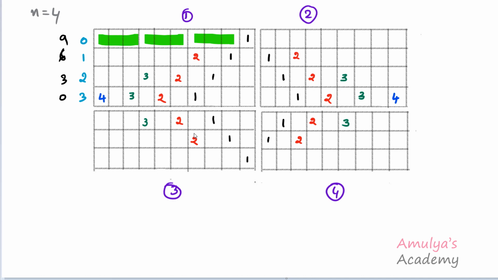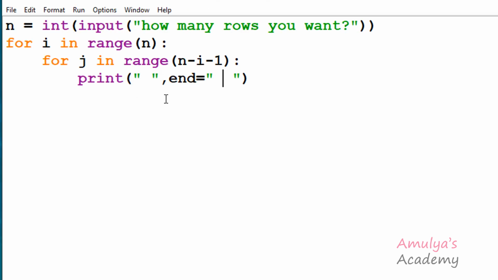When row is 1, so i value will be 1. So n minus i minus 1, 4 minus 1 minus 1, that is 2. So we'll get 2 iterations. In the 2 iterations, it will print 6 spaces. In the first iteration, it will print 3 spaces, and the next iteration, it will print 3 spaces. In this way, this formula works. So now we are done with the space.